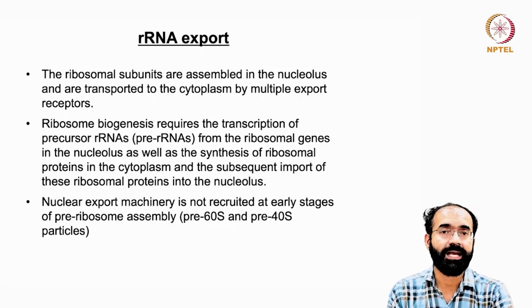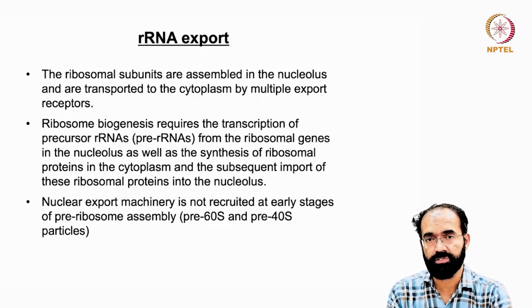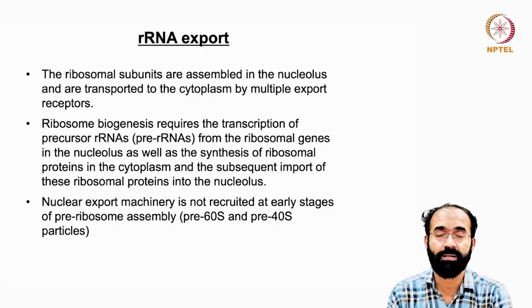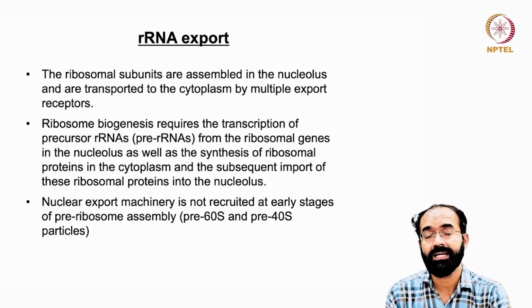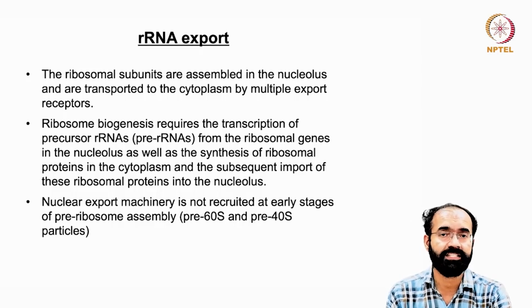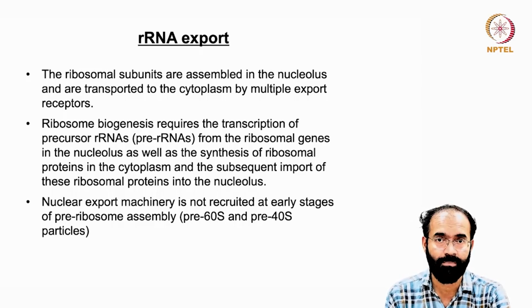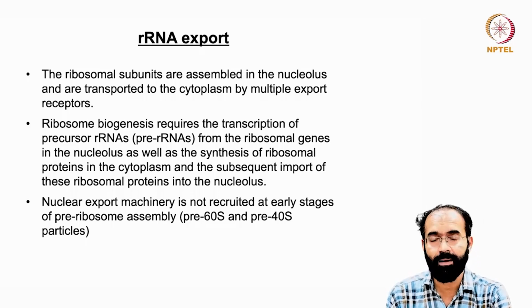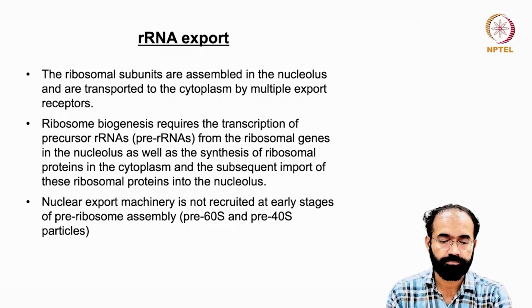nucleolus. Many times these proteins are produced which are supposed to interact with the ribosomal RNA. They are produced in the cytoplasm, they are imported back into the nucleus so that this freshly made ribosomal RNA can assemble with them, and that is what happens in the nucleolus.